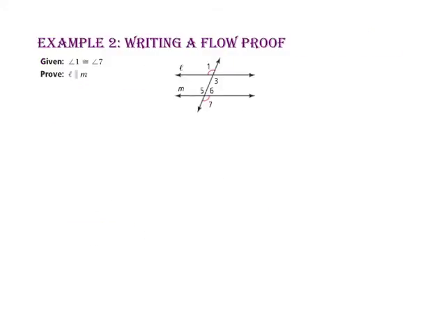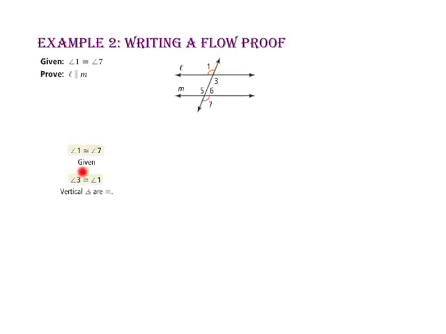In example 2, we will write another flow proof. Let's start with the given. Angle 1 is congruent to angle 7. Next, let's take a look at angle 3 and angle 1. Angle 3 will be congruent to angle 1 because they are vertical angles.